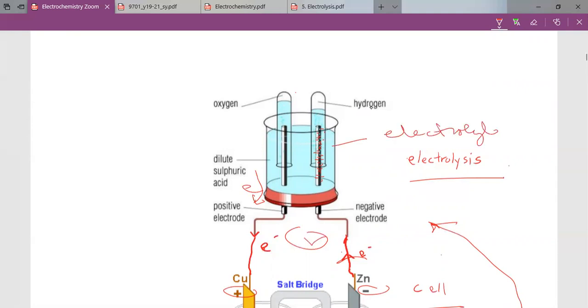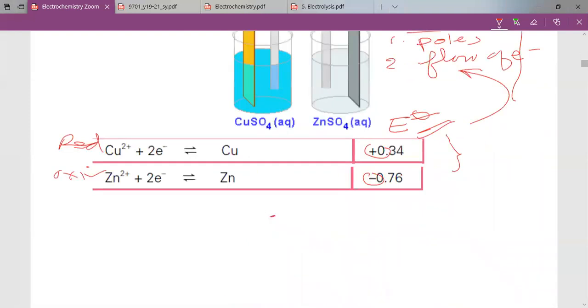As you said, the electrolyte can be in 2 states. Depending on the state, one is molten, and one is what? Aqueous. Why aqueous? Because ionic substances will dissolve in water. If it's covalent substances, it will not dissolve in water. There will be no ions, so there will be no electrolysis. So electrolysis is only for ionic substances which are soluble in water.